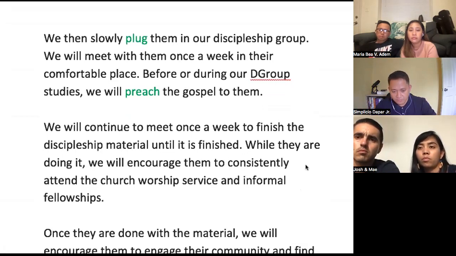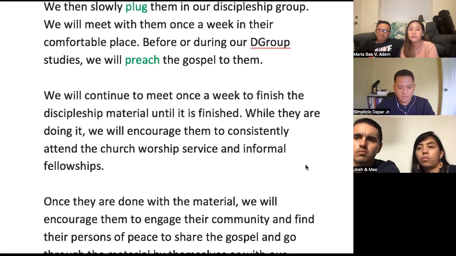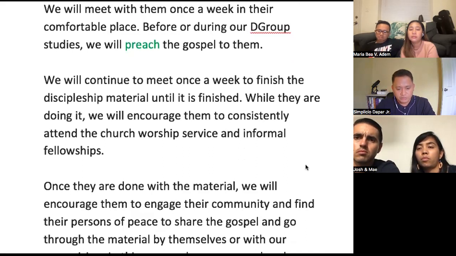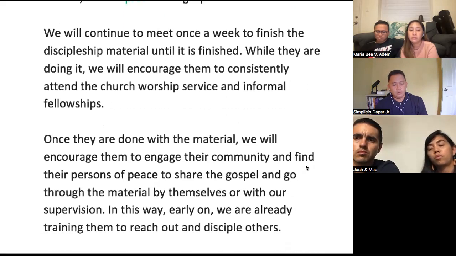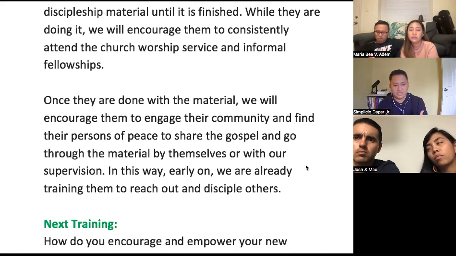If it's better that you go to them, then we go to them rather than asking them to come to us. And before or during our D group or GP group time, we will preach the gospel to them. And so we will continue to meet them once a week to finish the discipleship material until it is finished. And while they're doing it, we will encourage them to consistently attend the church service and informal fellowship.